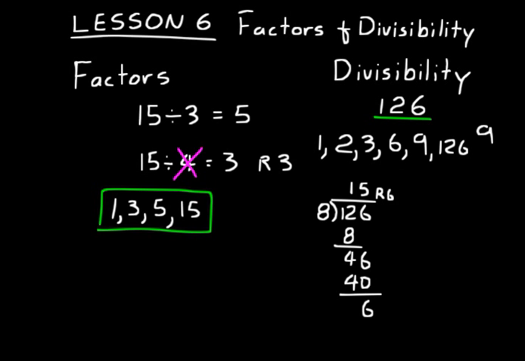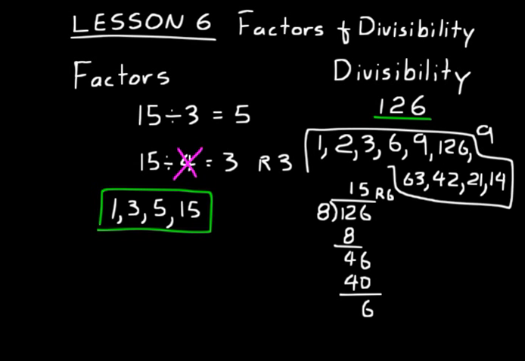So you'd have like 2 times 63. So 63 is a factor. 3 times 42 would be 126 as well, so 42 is a factor. And then 6 times 21. 9 times 14. So let me just put a box around all these. That number had a lot of different factors.